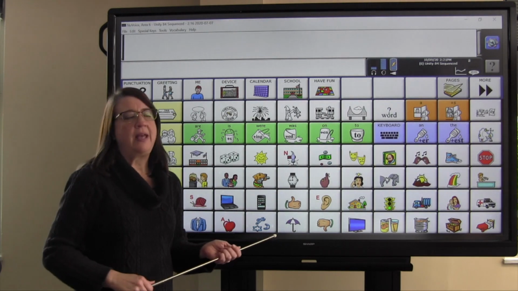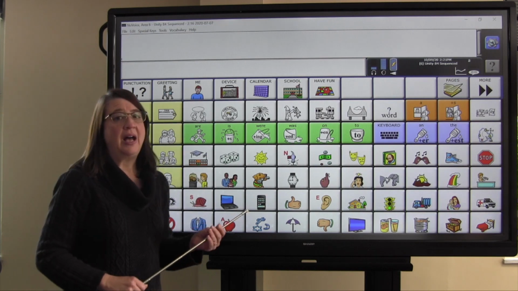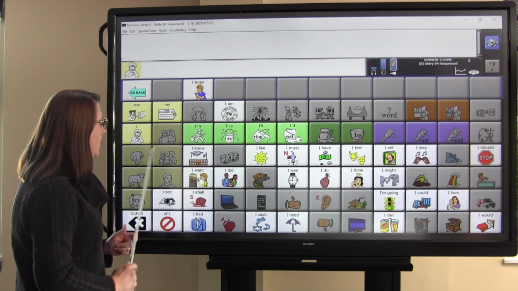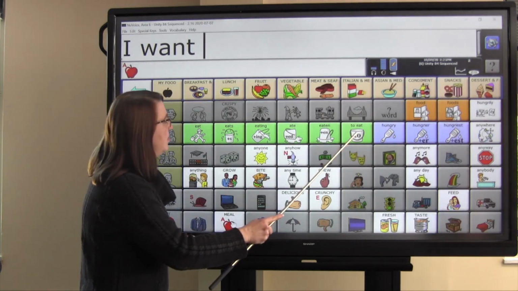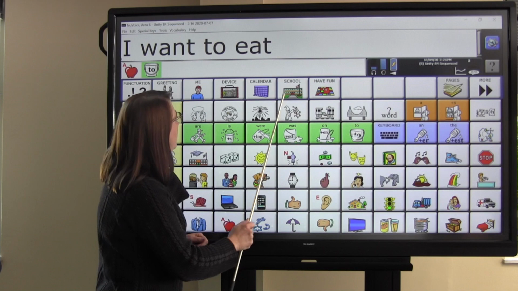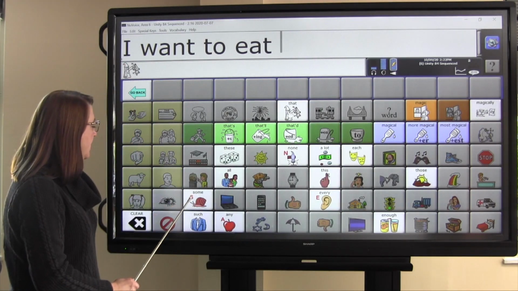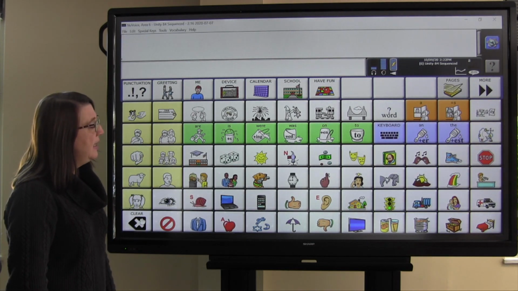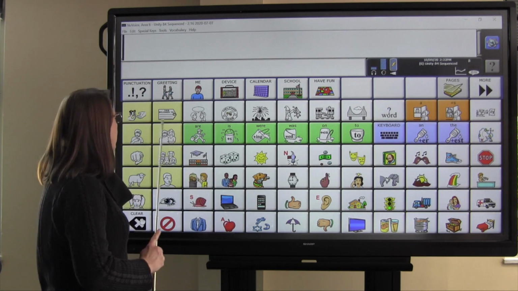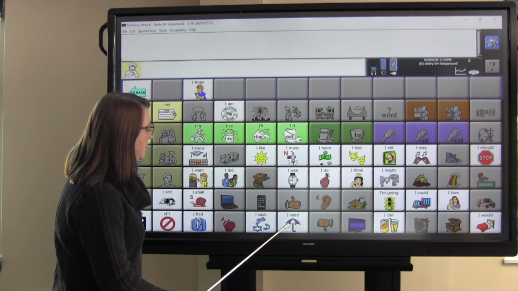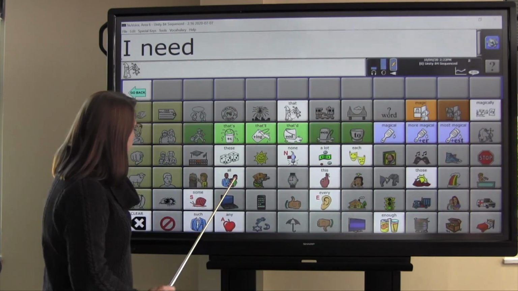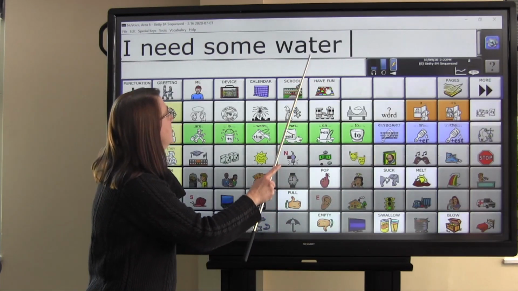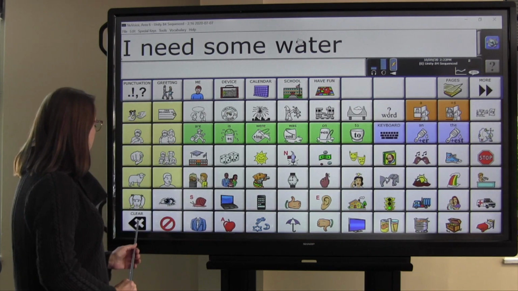Or we could say, I want to eat some. I plus the want icon. I want to eat. Determiner and our snail for some. Some. Let's do one more with some. Let's say, I need some water. I need some water.